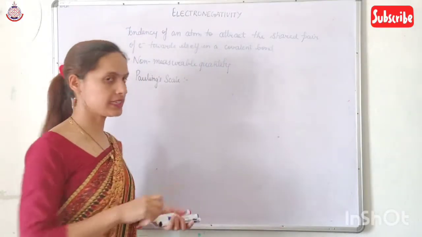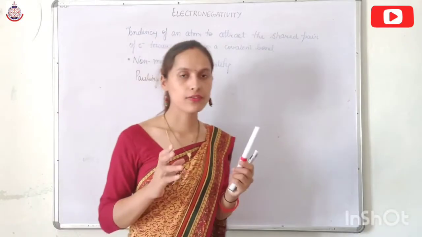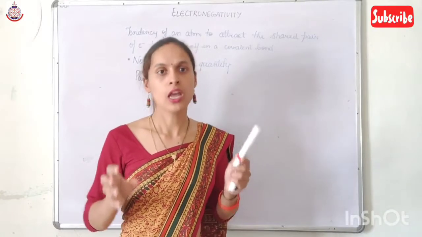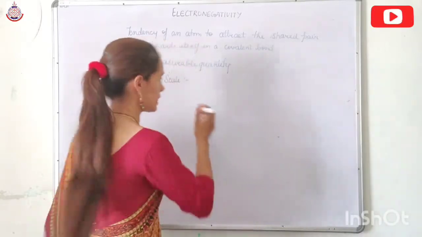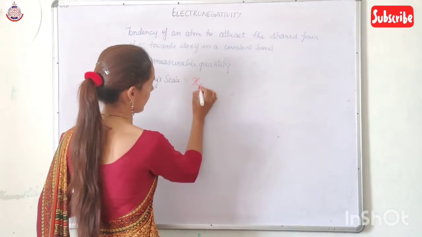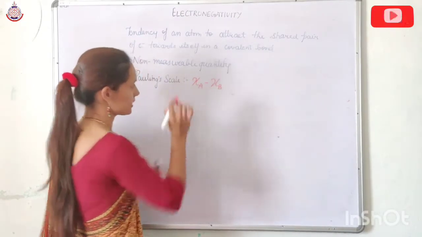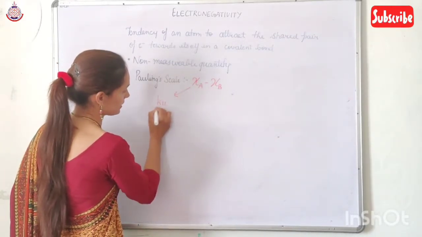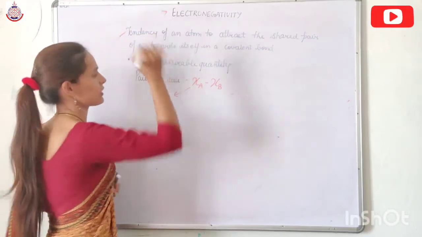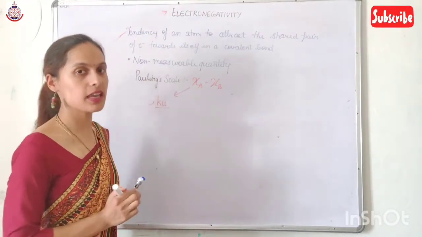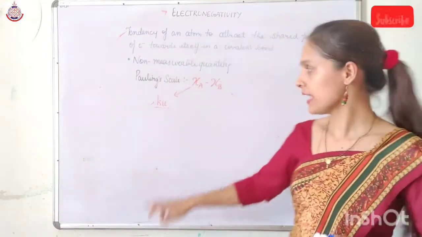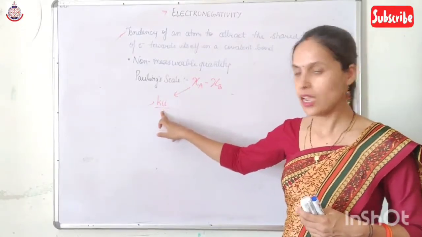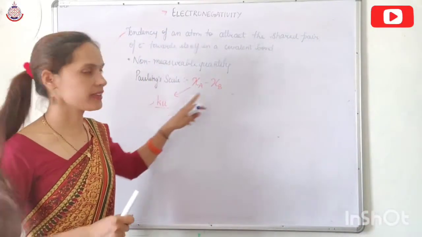If we talk about the Millikan scale, according to it, if we have two atoms A and B, and both atoms are bonded together by a covalent bond, the difference in electronegativity is calculated by chi A minus chi B. What does this X represent here? It is chi, and it represents electronegativity. Electronegativity is represented by chi. So chi A minus chi B, where A and B are the bonded atoms.